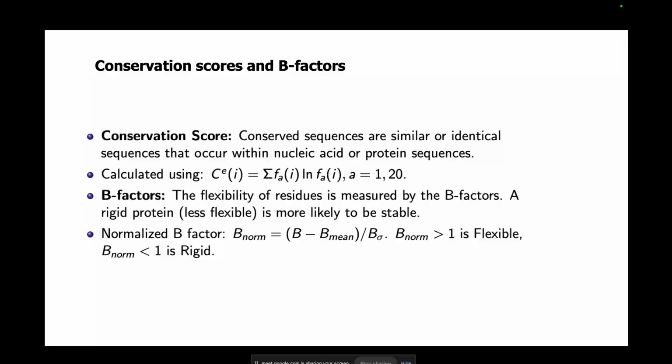Sorry. So the normalized B factor is defined as the Z-score normalization: original B factor minus mean, divided by sigma. If it is greater than 1, it is flexible. If it is less than 1, it is rigid.